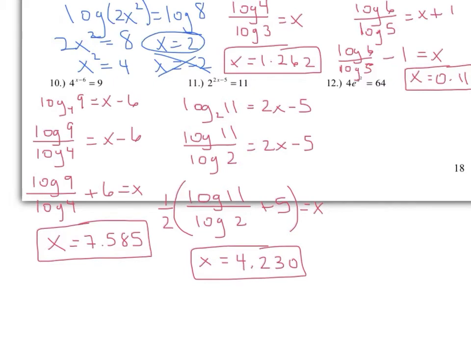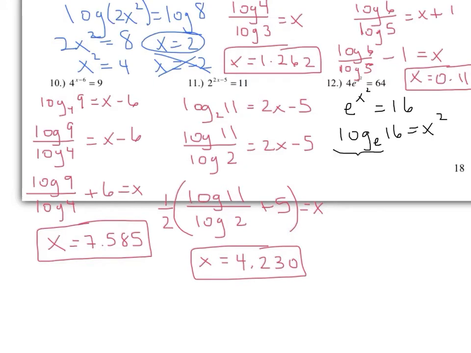For this last problem, we have to isolate e to the x squared. So we have to divide by 4 as our starting point. When you divide both sides by 4, you get e to the x squared is equal to 16, because 64 divided by 4 is 16. So now I'm going to rewrite this as a logarithm, just like you did the other problems. Log base e of 16 is equal to x squared.